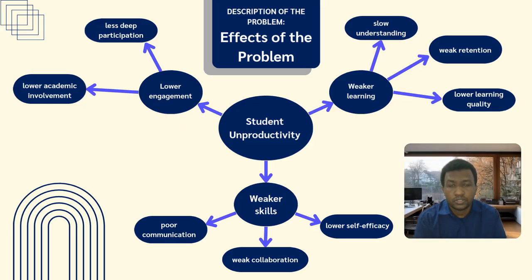Overall, student unproductivity is mainly caused by low motivation, passive learning approaches, and the lack of meaningful learning activities that are connected to the real world. At the same time, it negatively affects student understanding, retention, learning quality, and important interpersonal skills such as communication and collaboration. That's all from the description of the problem. Next, the presentation will move on to the proposed solution.